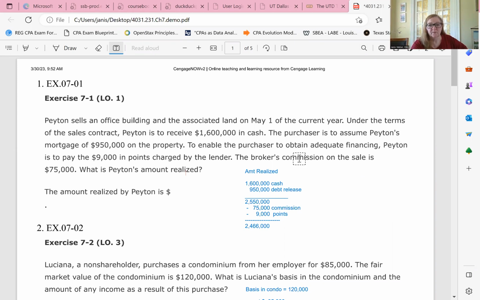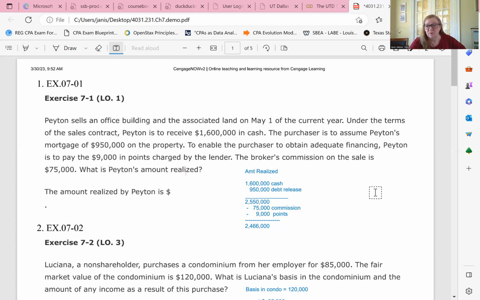This one says Peyton sells an office building and the associated land on May 1st of the current year. Under the terms of the sales contract, Peyton is to receive $1.6 million in cash. The purchaser is to assume Peyton's mortgage of $950,000. To enable that purchaser to obtain the financing, Peyton is to pay $9,000 in points charged by the lender. The last pertinent piece of information is that the broker's commission on the sale is $75,000. So they're asking us to decide how much is the amount realized.